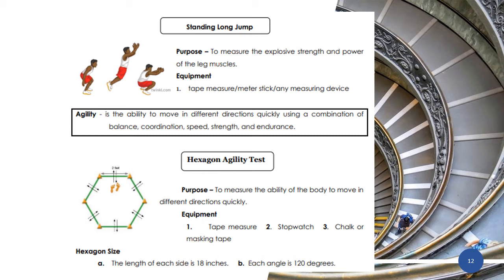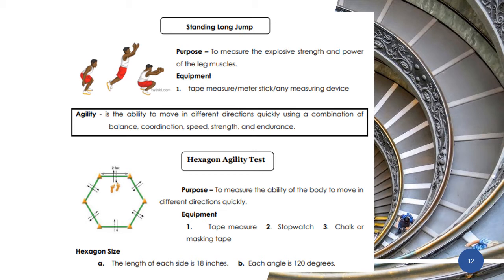Agility is the ability to move in different directions quickly using a combination of balance, coordination, speed, strength, and endurance. The primary test to test agility is the Hexagon agility test. The purpose of this agility test is to measure the ability of the body to move in different directions very, very quickly. Equipment: tape measure, stopwatch, chalk, or masking tape.